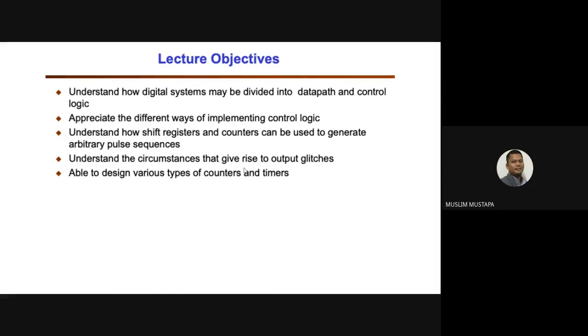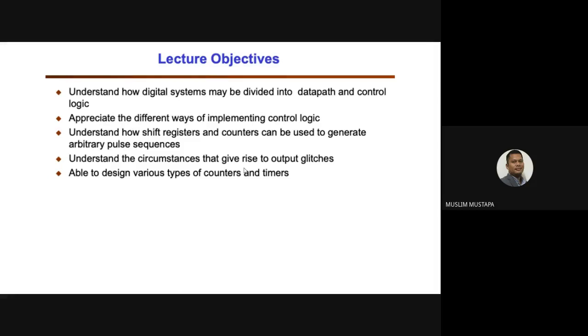All this information will be used for you to complete your mini project, which will be given to you after you have completed all five labs. Then we're going to start with your mini project. So this is the best time for you to sharpen your Verilog coding skills. Try to spend time to understand the coding so that it helps you complete your mini project. And then the second objective is to appreciate the different ways of implementing control logic.